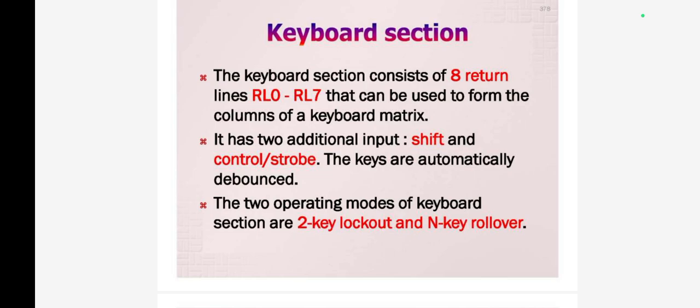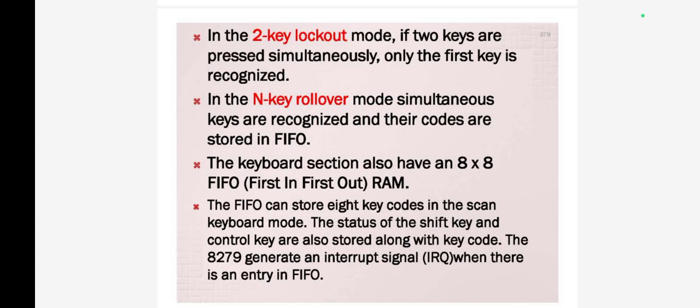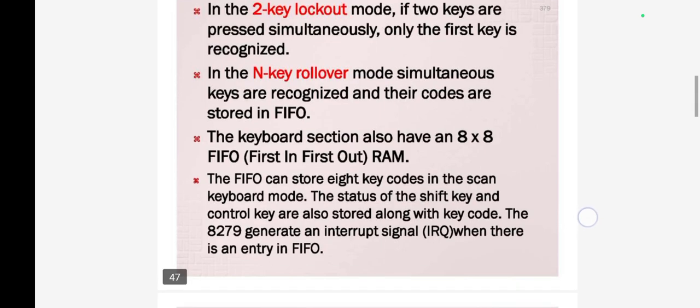The 2 operating modes of the keyboard section are 2-key lockout and N-key rollover. In the 2-key lockout mode, if 2 keys are pressed at a time, only the first key which is pressed is recognized. In the N-key rollover mode, when two keys are pressed at a time, both keys are recognized and their codes are stored in first in first out order. So the key which has been pressed first is executed first and then the second one. The keyboard section also has an 8x8 first in first out RAM.